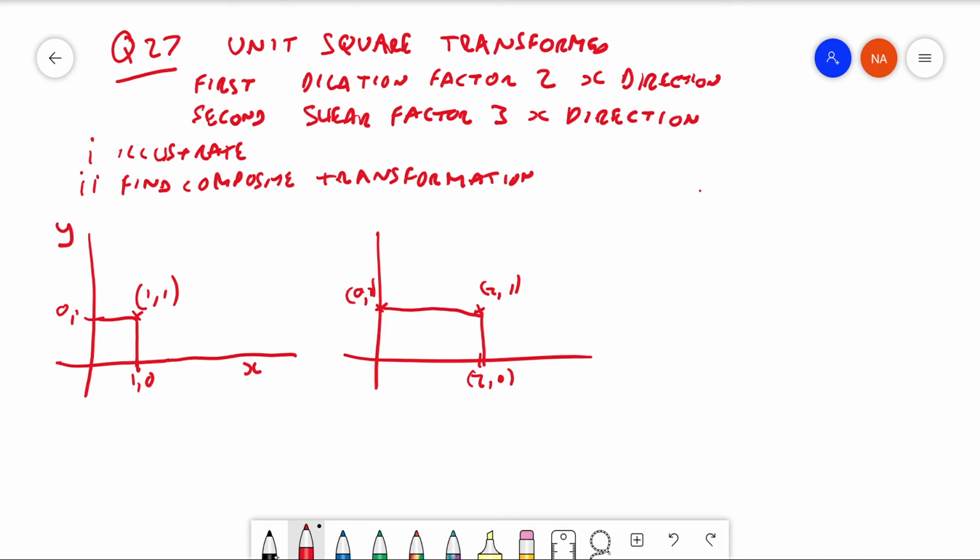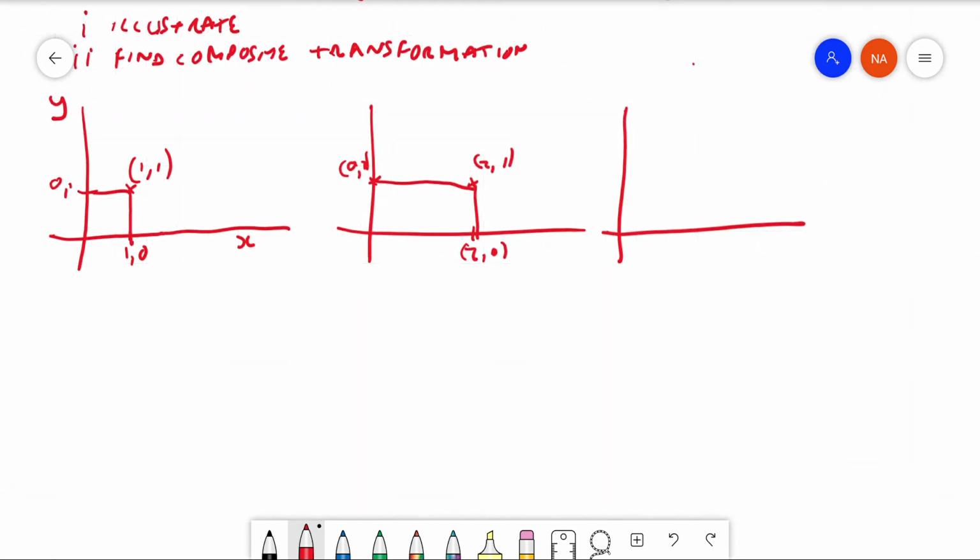Now the second thing is the shear. Quite likely it will not be at all obvious to you what happens with the shear. So rather than just write down what it comes to, I'll do a bit of working to show how you would work out where it ends up. So I've done the first one, no problem. First was a dilation factor 2 in the x direction, so that's that matrix, and that gave you the second one. Now I'm going to do the shear.